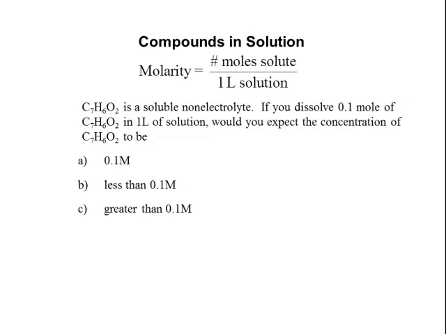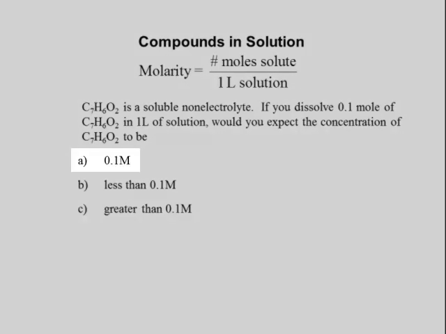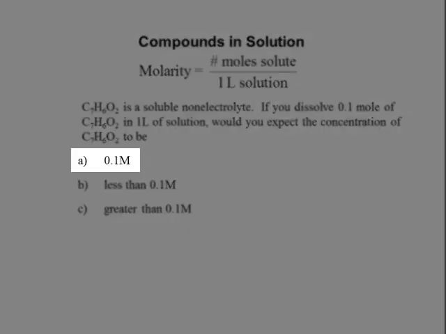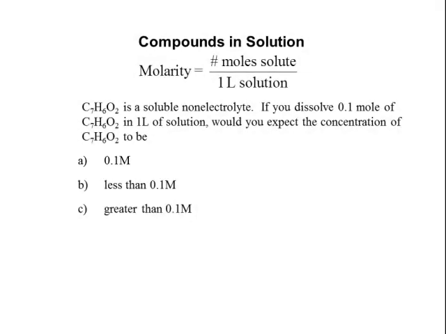All right, if we take this compound, C7H6O2, and it's a soluble non-electrolyte, if we dissolve 0.1 moles of that in 1 liter of solution, what would you expect the concentration to be? Well, the concentration would be 0.1 molar. Remember, simply because it's a non-electrolyte doesn't mean it can't dissolve. It just means it's not going to form ions in solution. So we can still have a 0.1 molar concentration of a non-electrolyte as long as it's soluble.